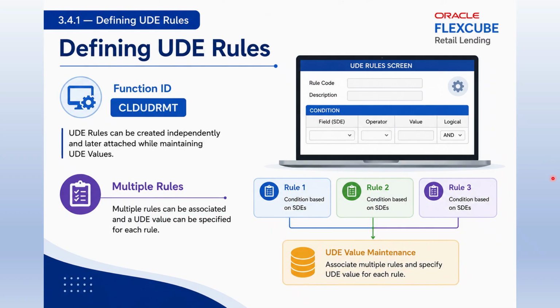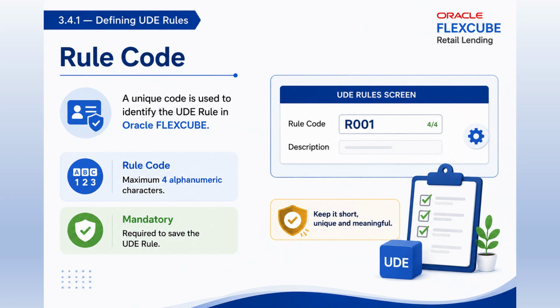Rule code. Each UDE rule is identified by a unique rule code. According to the manual, the rule code can contain a maximum of 4 alphanumeric characters. This field is mandatory for saving the UDE rule.